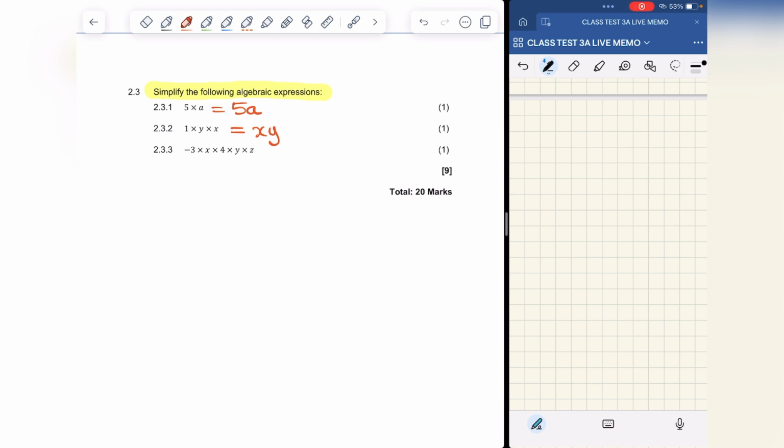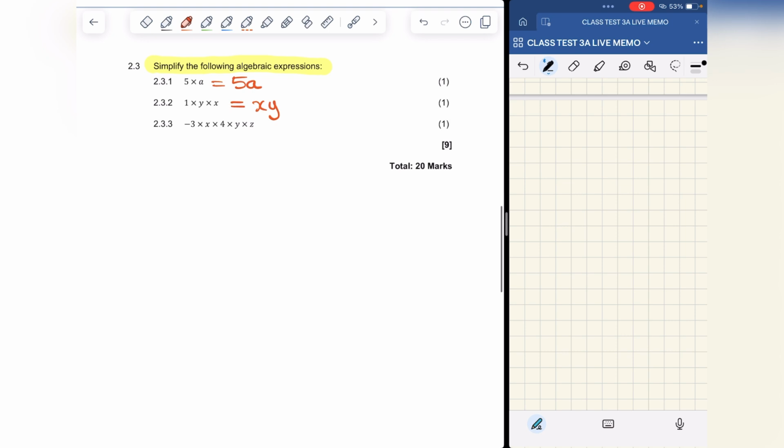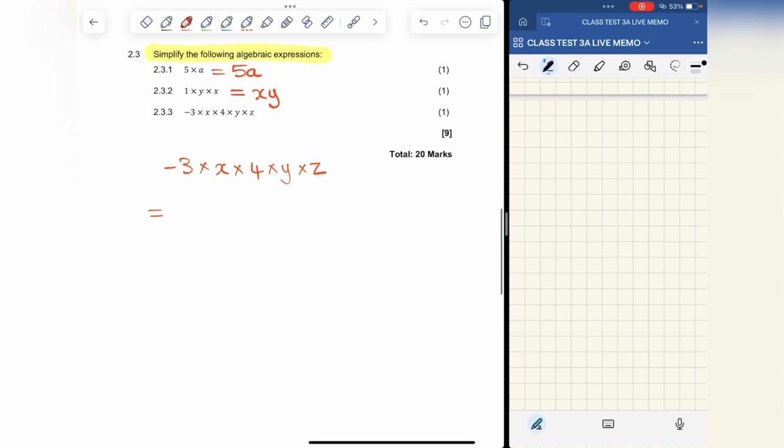Then the last one. So we've got here -3 times x times 4 times y times z. Now firstly, I can omit the multiplication signs, but before I do that, I might want to just go ahead and multiply all the numbers that I see.